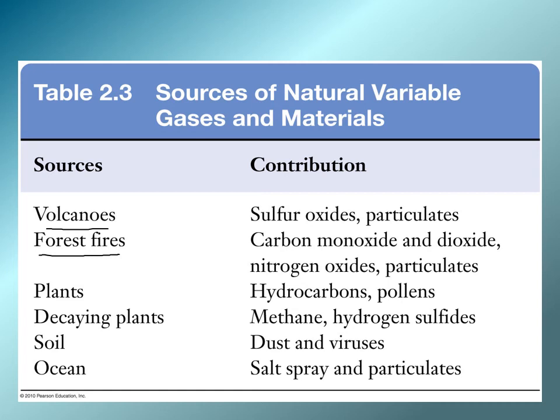Forest fires can induce a lot of carbon monoxide and also ash itself, particulates. If you have allergies, you're very aware that plants can produce pollens. Decaying plants can produce methane. Dust storms or soil don't just put dust in the atmosphere, but they also include viruses. An ocean has a lot of salt spray, which can actually damage electronics in cars if you live near the beach.